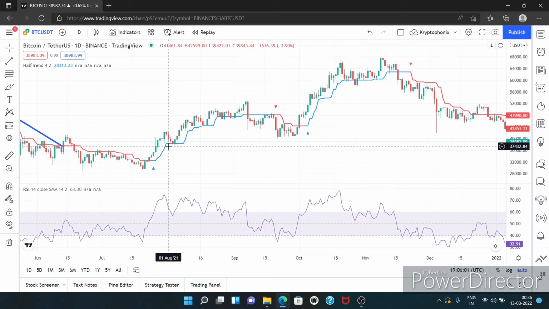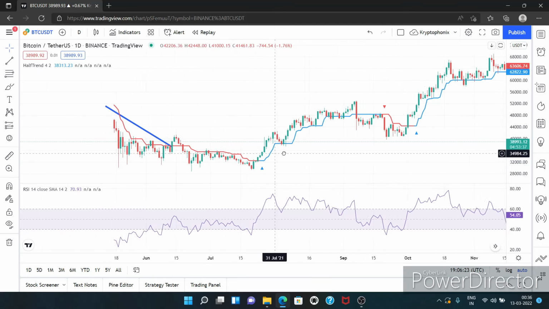But for the risk takers, the traders who are risk taking, they will be keeping the Halftrend levels as their stop loss. If the level is breached, if a closing below the Halftrend level is observed, it will be an exit point for those traders.